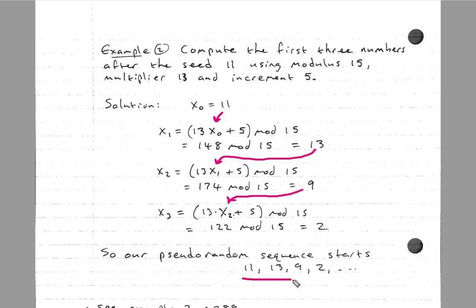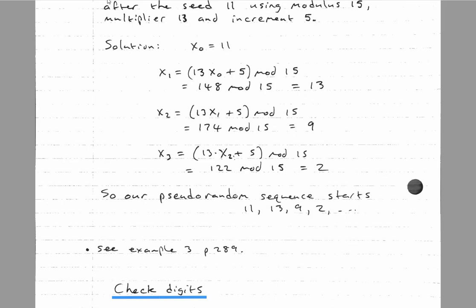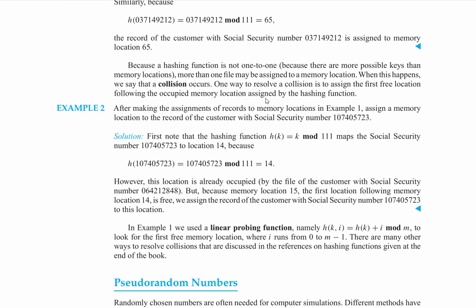So the sequence starts like this. You could keep going. The point is these are kind of random looking numbers, at least. But if your modulus is 15, then this is soon going to start to repeat. So in practical applications, you'd have a much bigger modulus. One in the book.